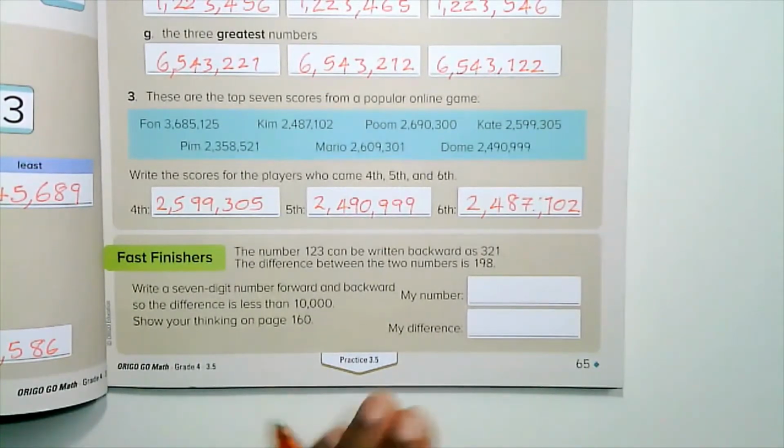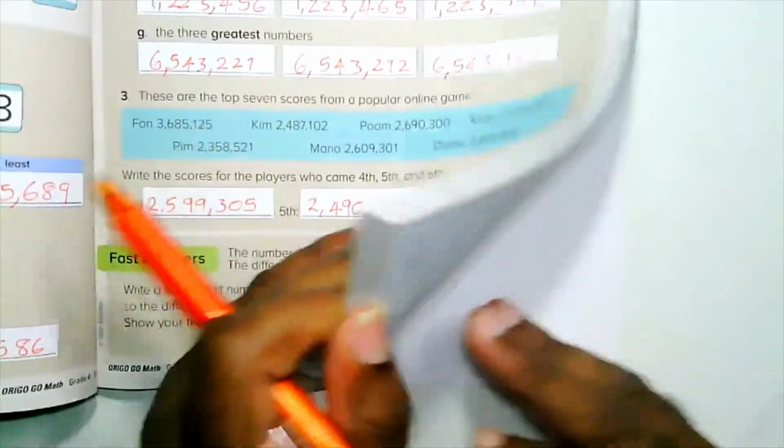You can show your thinking by going to page 160 right here. This is page 160 right here. You can show your thinking here, in the working space.